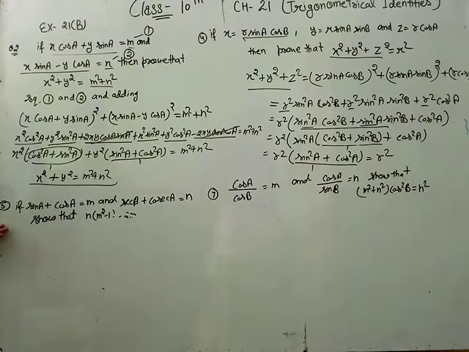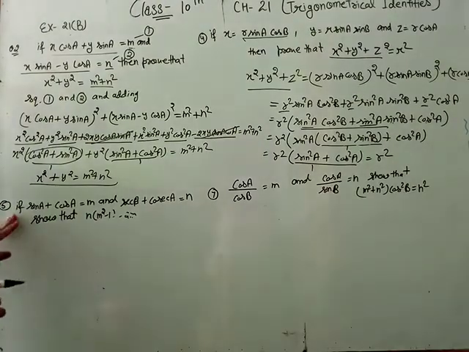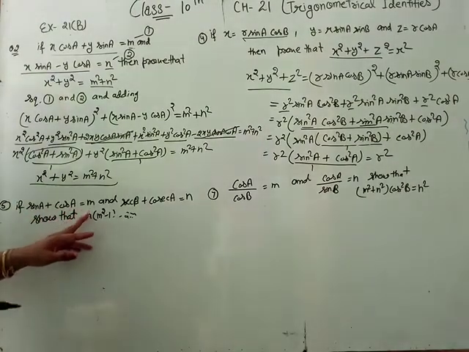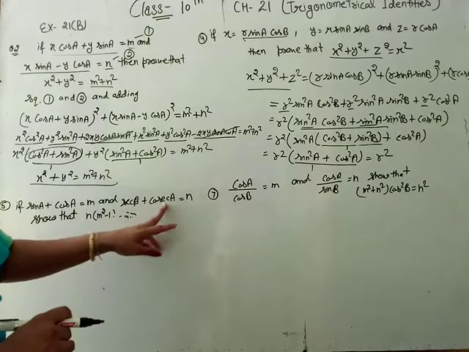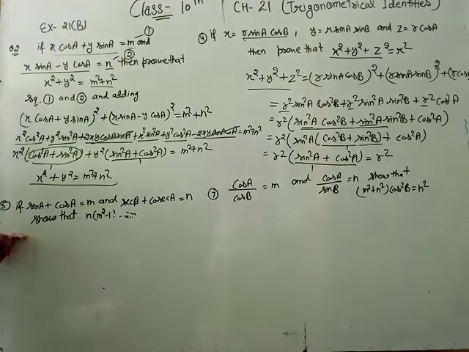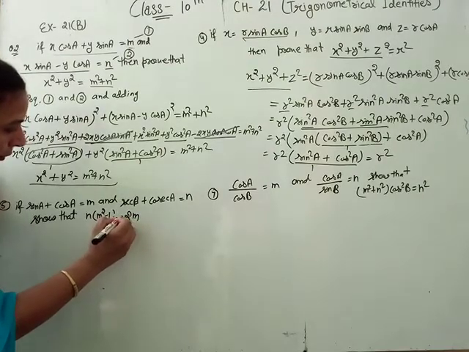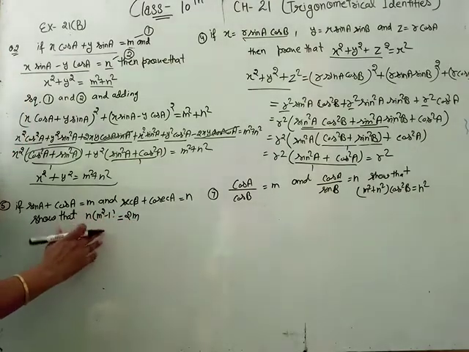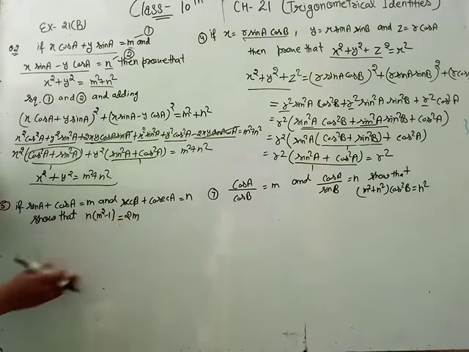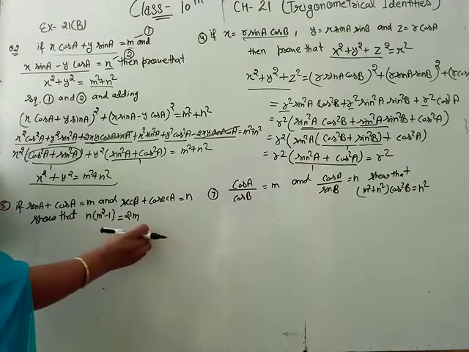Then next, question number 5. If sin a plus cos a equals m and secant a plus cosecant a equals n, then show that n times m square minus 1 equals 2m. We have to show that this equals 2m.